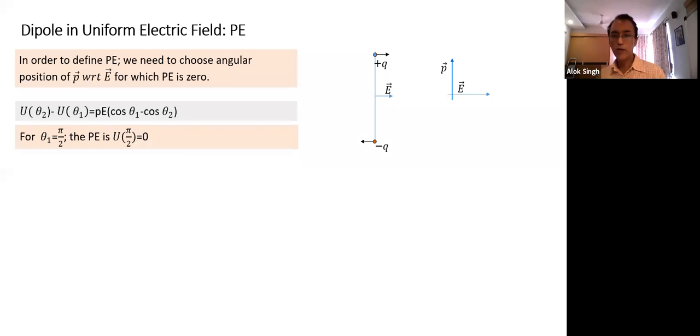So theta 1 equal to pi by 2 is the reference point. We assume the potential energy corresponding to theta 1 pi by 2 is equal to 0. If we substitute these two values here, this term becomes 0, and this term also becomes 0. So what is the right hand side? Minus PE cos theta 2. So the expression reduces to: potential energy corresponding to angular position theta 2 is equal to minus PE cos theta 2.